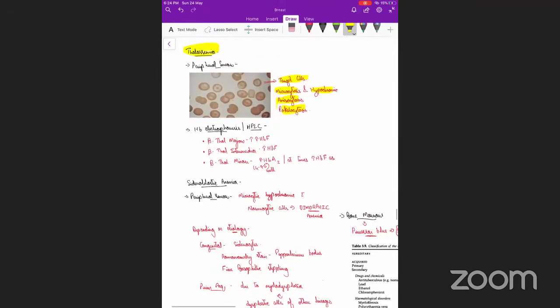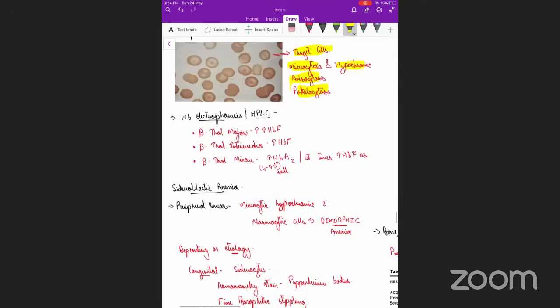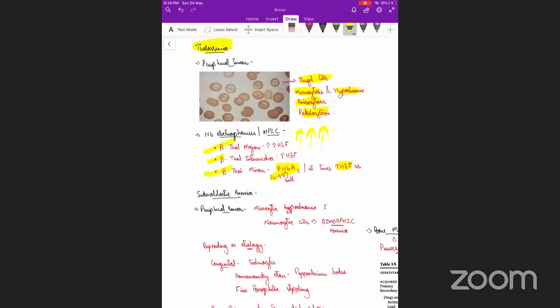Hb electrophoresis becomes the confirmatory diagnosis in case of thalassemia. If it is beta thalassemia major, there will be increase in HbF. If it is beta thalassemia intermediate, there will be increase in HbF again. The amount of HbF increase is much more in beta thalassemia major as compared to beta thalassemia intermediate. If it is beta thalassemia minor, increase in HbA2 will be there by 4 to 9%, and at times some amount of HbF as well might be raised. So this is how we confirm thalassemia.